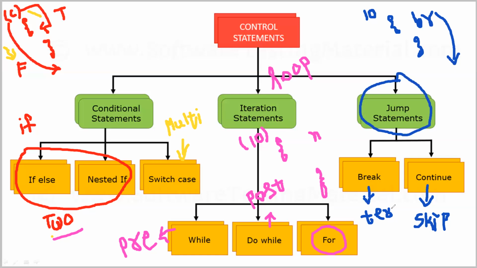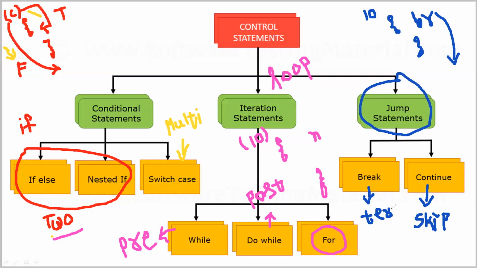The second type of control statements are iterational statements. Here we execute the same code again and again. The three statements which support this are while, do while, and for loop. Among these, while and for are called pre-test iteration loops, where the condition is first verified, and only if the condition is true do we allow the control to enter into the block of code.